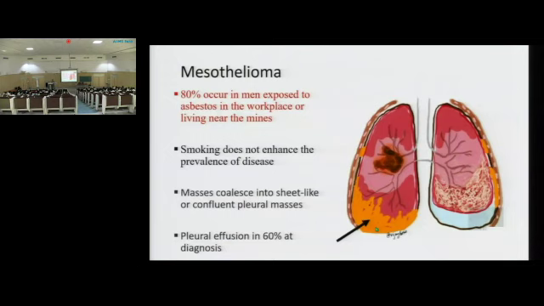These patients are also prone to mesothelioma. 80% occur in males exposed to asbestos at workplaces and living near the mines. Mesothelioma is a tumor derived from the mesothelial cells lining the pleural cavity. The pleural cavity is lined by mesothelial cells, and these tumors develop at this site of the pleura, often in the lower portion, though that is not hard and fast. The mesothelial cells lining the pleura develop this malignancy.